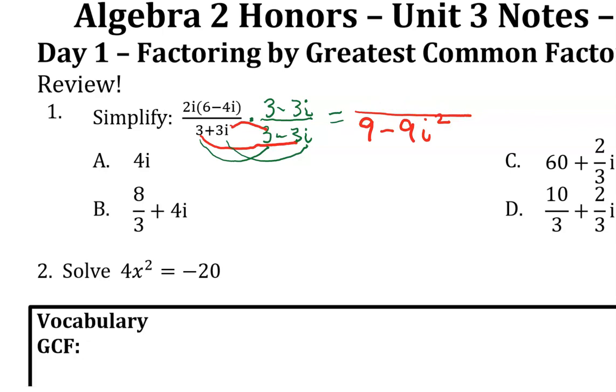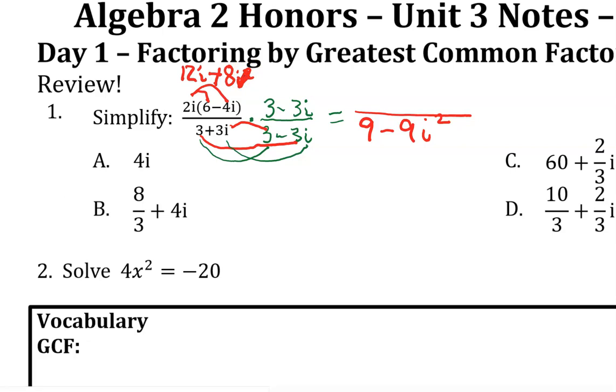In the numerator, first I will distribute. So I have 12i minus 8i squared. i squared is the square root of negative 1 times itself, which becomes negative 1. So this actually becomes 12i plus 8.